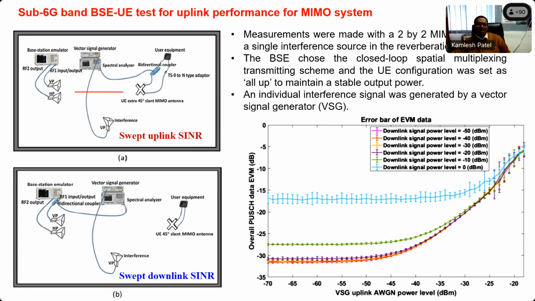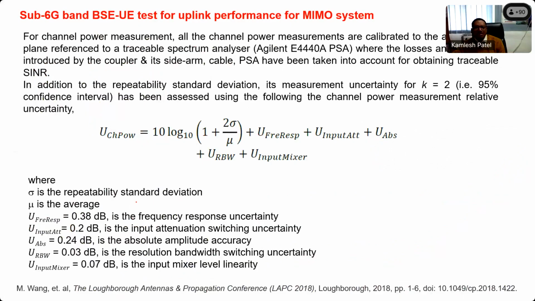This time the signal is coming from this direction. We are generating interference on this, and in the swept downlink SINR measurement, the signal is generated from the user equipment going in the direction captured by the horn antenna, and then again one interference signal is generated. So that is the difference between the uplink and downlink performance.